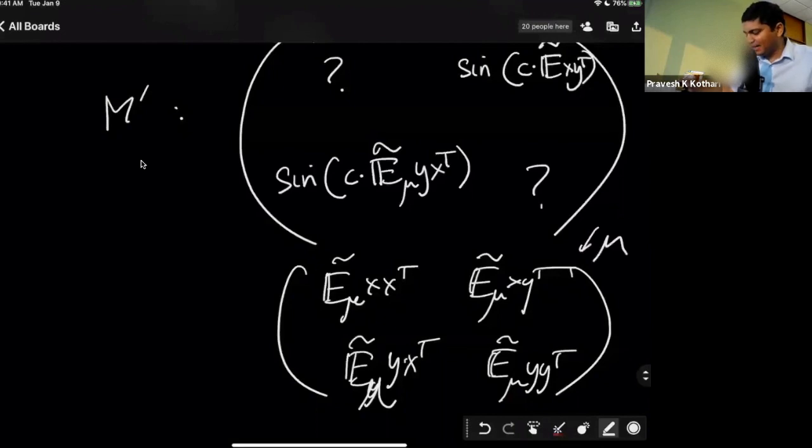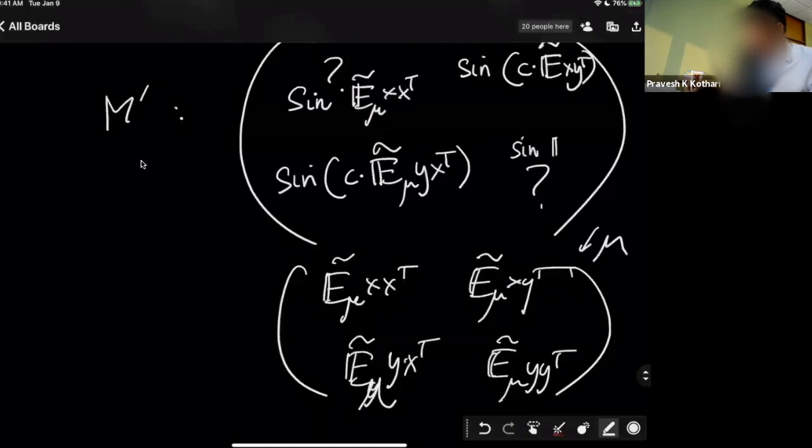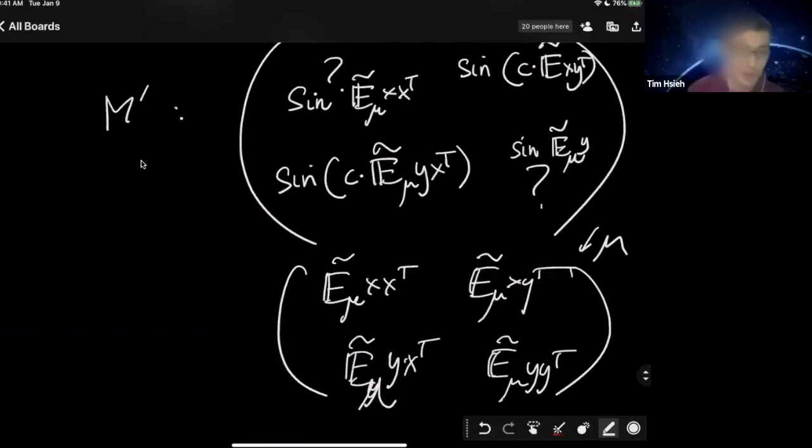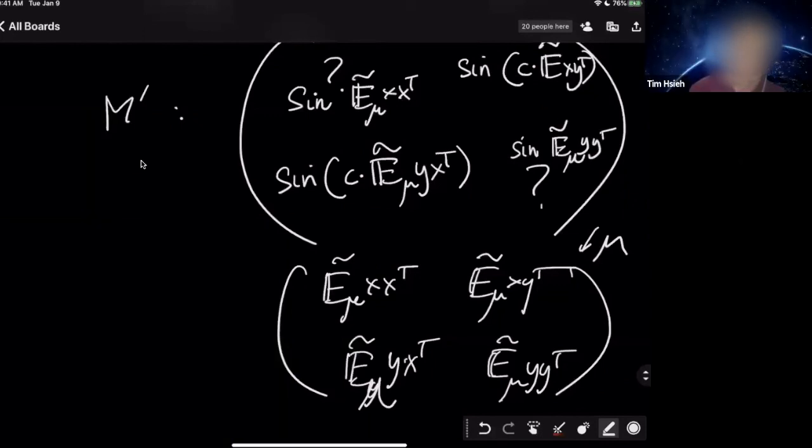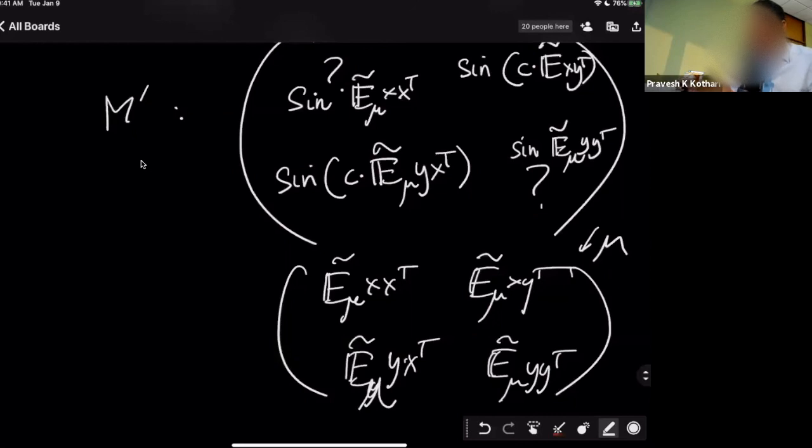But can someone tell me why this is a bad idea? Why can't I just take the diagonal blocks here to be signs of the diagonal parts of M? Feel free to unmute yourself and tell me why this is a bad choice. The Taylor expansion has a negative coefficient. Absolutely. This is not going to be a PSD matrix, right? The Taylor expansion of sine has alternating positives and negatives. So sine of a PSD matrix has no reason to be PSD. So you can't quite do that.